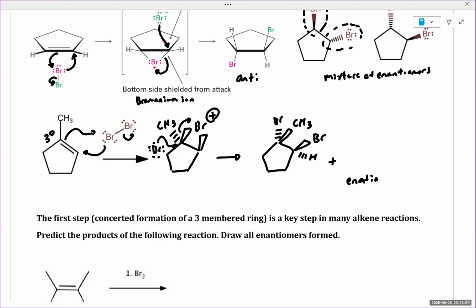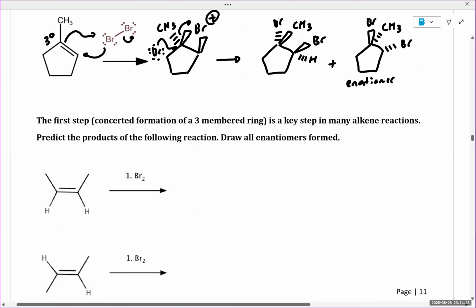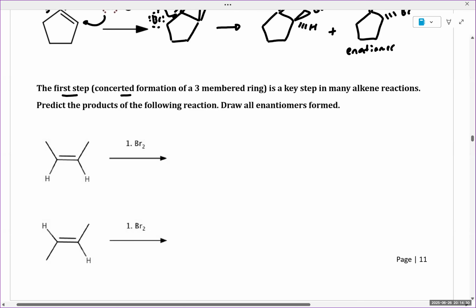We also observe the enantiomer, which occurs if the bromonium ion forms from the opposite face on the bottom. And so here's the enantiomer. As you can see, these two do represent an actual pair of enantiomers with the opposite configuration at every stereocenter. One thing I'd like to note is that the first step, the concerted formation of a three-membered ring, is a key step in many alkene reactions.